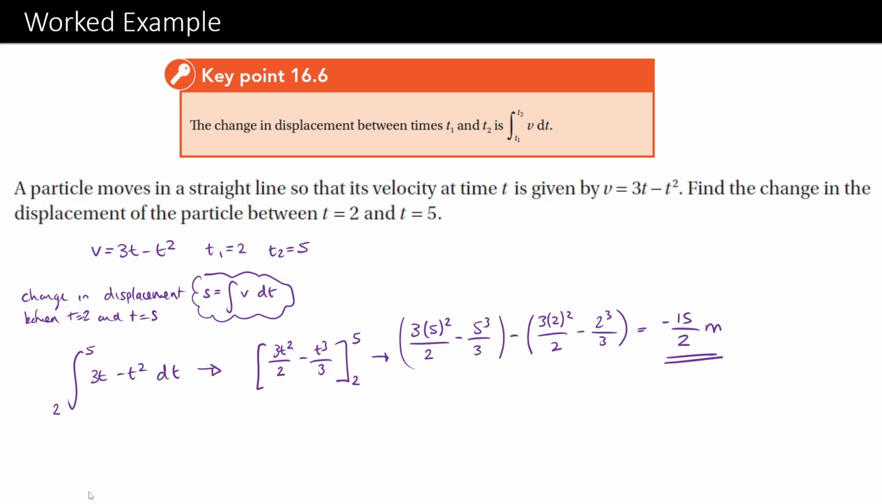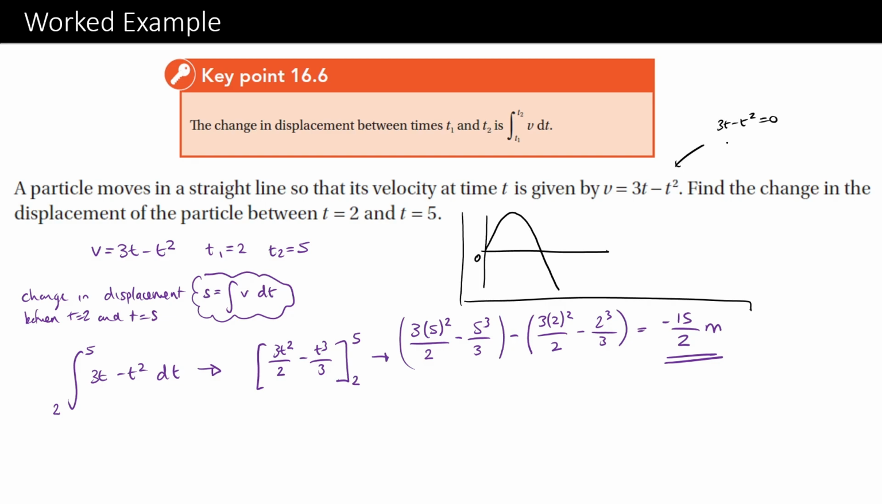Now, another way of looking at this is if you didn't remember this particular proof. If I go through it here, if I was to plot what this curve actually looks like, it's going to look something like this, where the roots are found by setting 3t minus t squared equals 0. So that's t lots of 3 minus t.